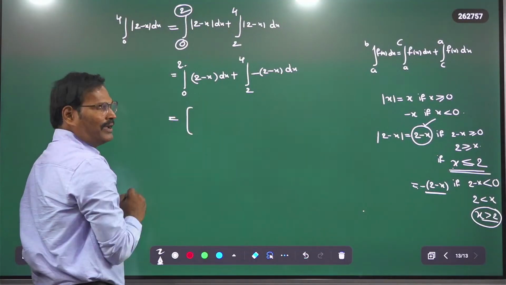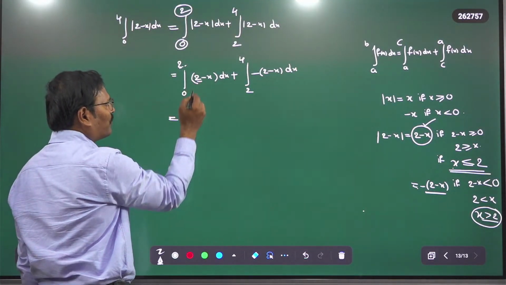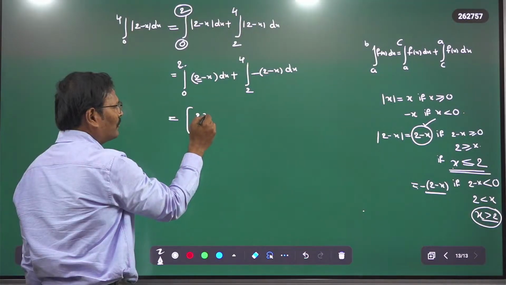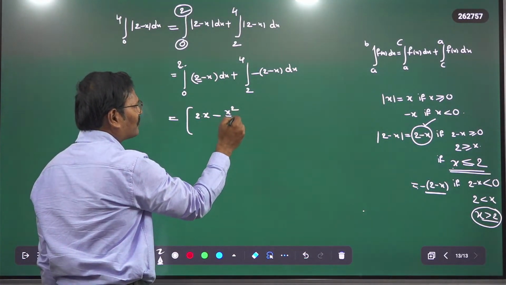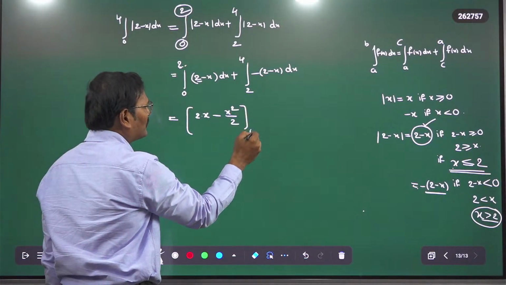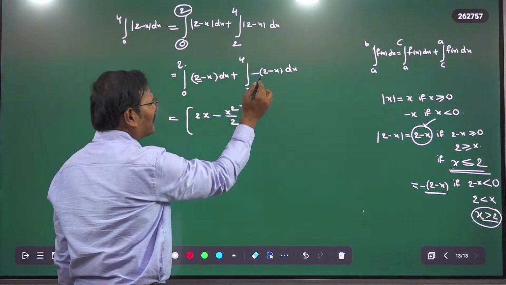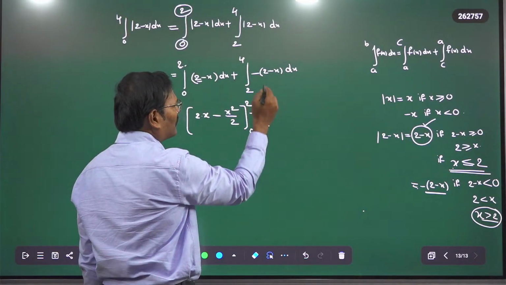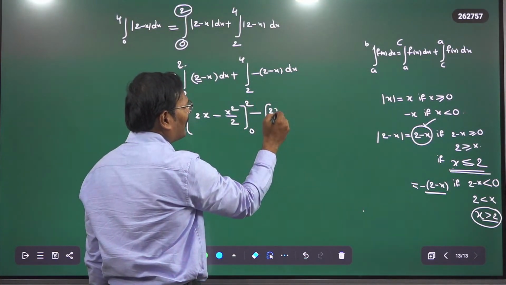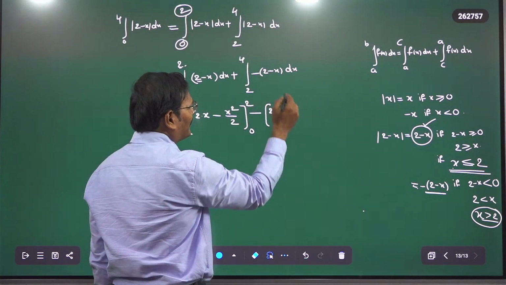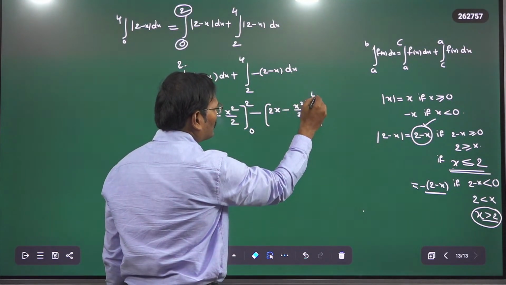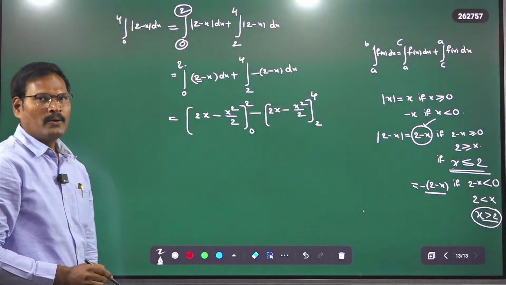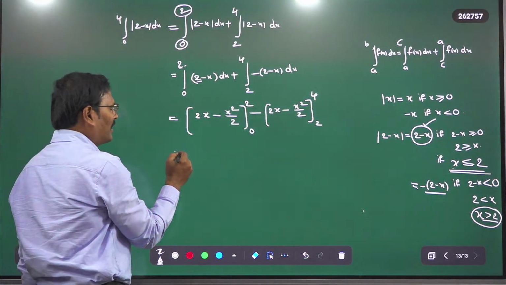Now I am doing the integration. Integration of 2 means 2 into x. Integration of x means x square by 2. 0 to 2. Plus, into minus, minus. 2 into integral 1 means x. Integral x means x square by 2. 2 to 4. Okay, now I am substituting the limits.